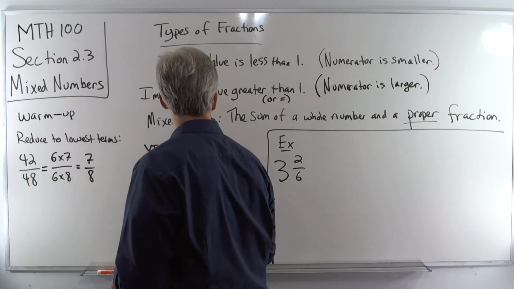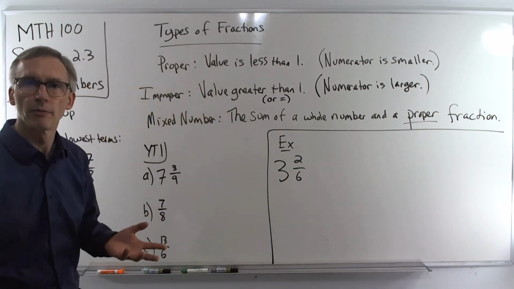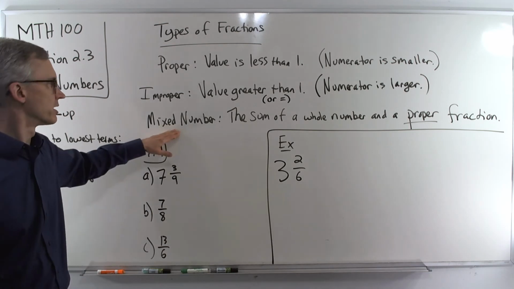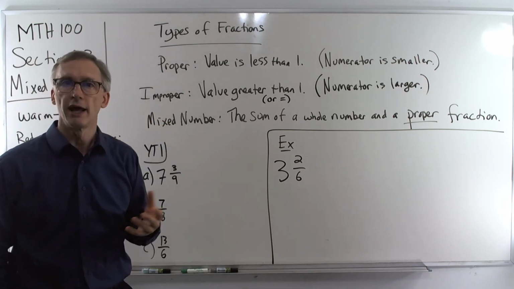And then we have mixed numbers. Mixed numbers combine a whole number and a proper fraction. Only proper fractions though. You can't create a mixed number by combining a whole number and an improper fraction.